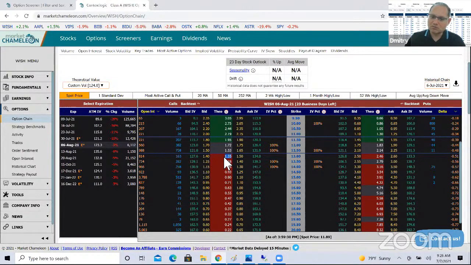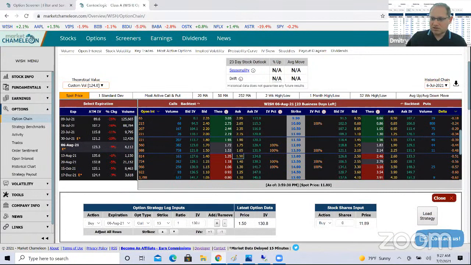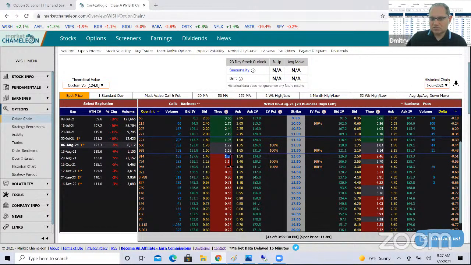This option would be worth $1.35. But you can see it's bid 1.40, offered 1.50, so it's already above 1.35. Why is that? We see the implied volatility is 127.6, not 124. So that's already 5 cents bid above the theoretical value, assuming 124 vol.